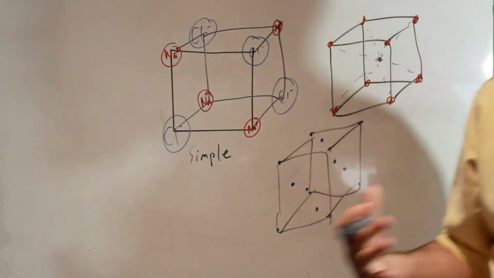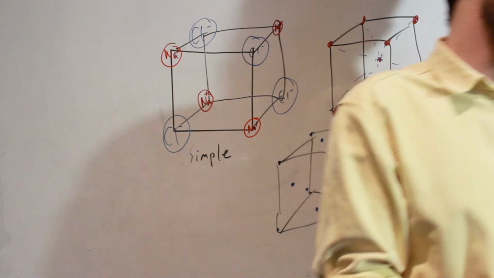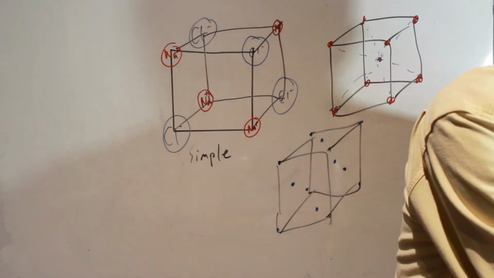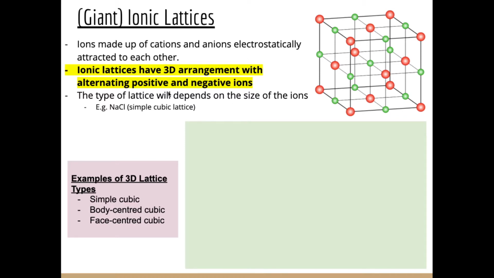So there are different ways, depending on the sizes of the particles, that they can arrange themselves. Like I said, the good news is we don't need to know these by name, but it's worth just being aware that they exist. Let's consider some of the properties that will manifest as a result of this kind of lattice.